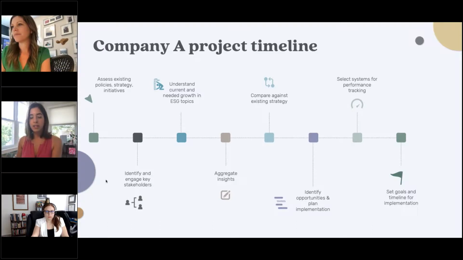We'll set goals and the timeline for implementation. Make sure that you convey that to all of the teams that will be part of the implementation moving forward, that they agree, and you launch.